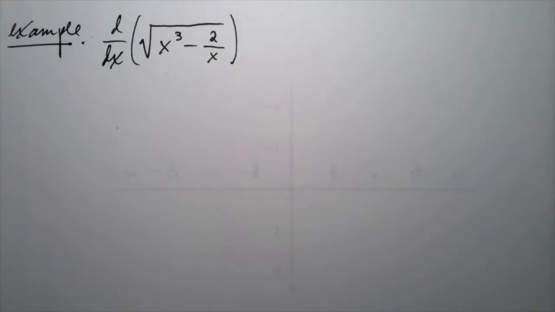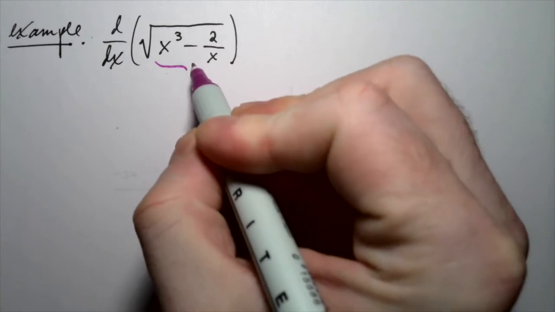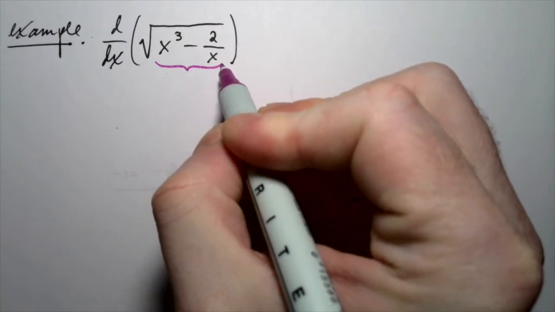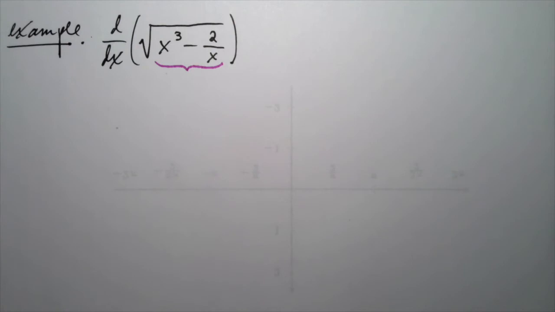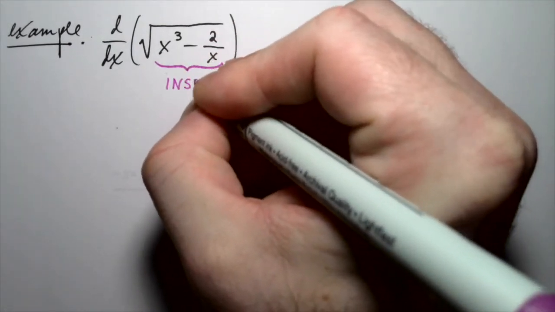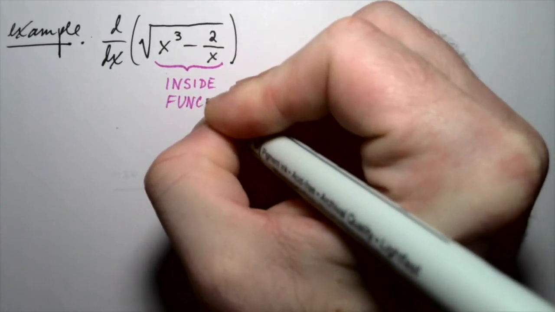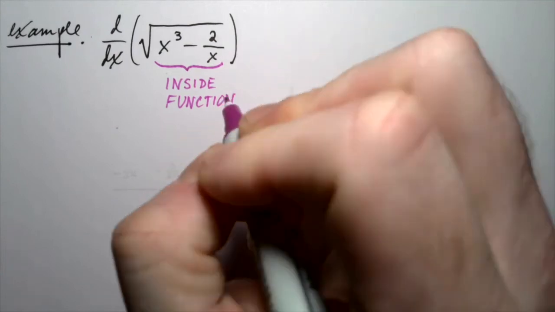Let's practice computing derivatives using the chain rule. The first step is always to identify the inside function and the outside function. In other words, to find the function you're trying to take the derivative of as a composition of functions. What do I mean? This piece here, x cubed minus 2 over x, that's the inside function. Why is that? Well, it's a function.